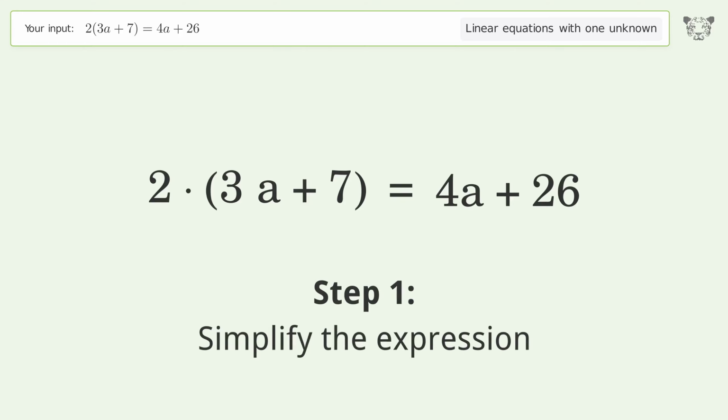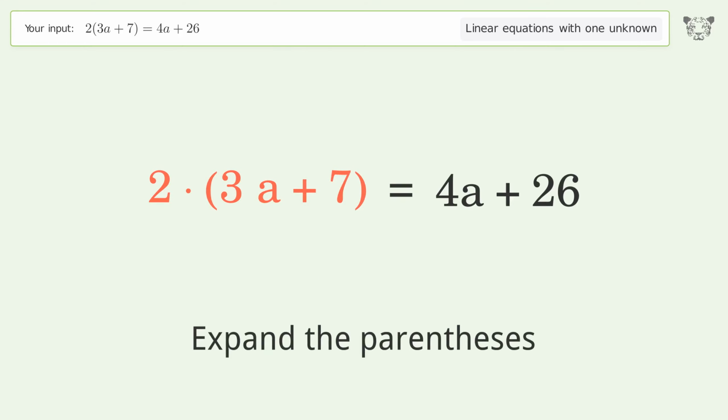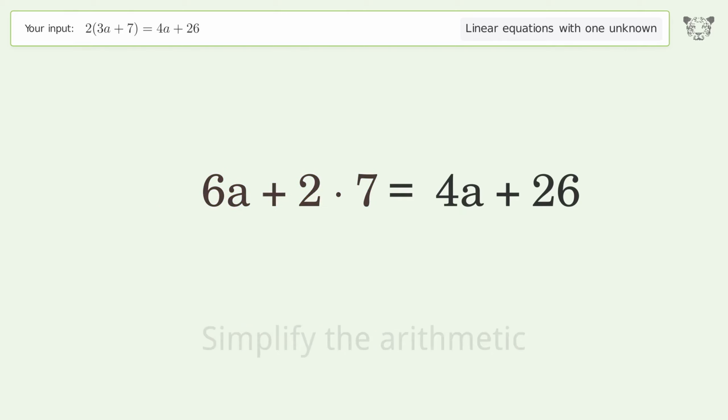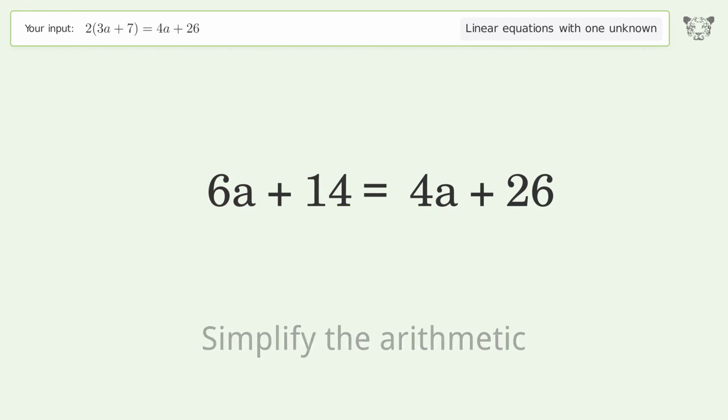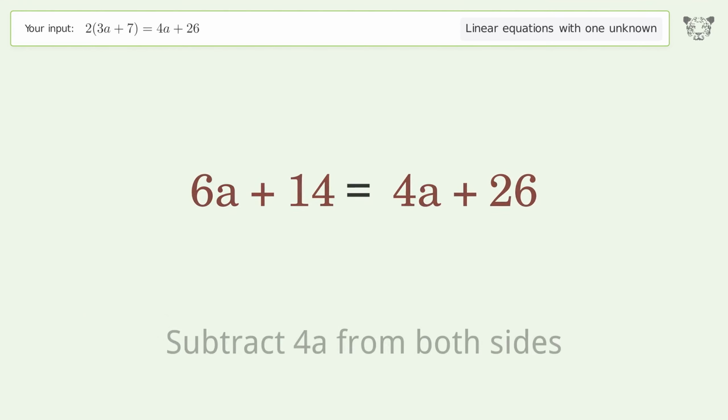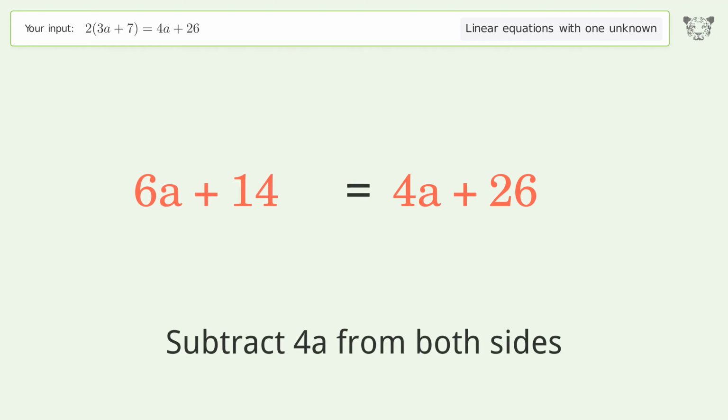Simplify the expression. Expand the parentheses. Multiply the coefficients. Simplify the arithmetic. Group all a terms on the left side of the equation. Subtract 4a from both sides.